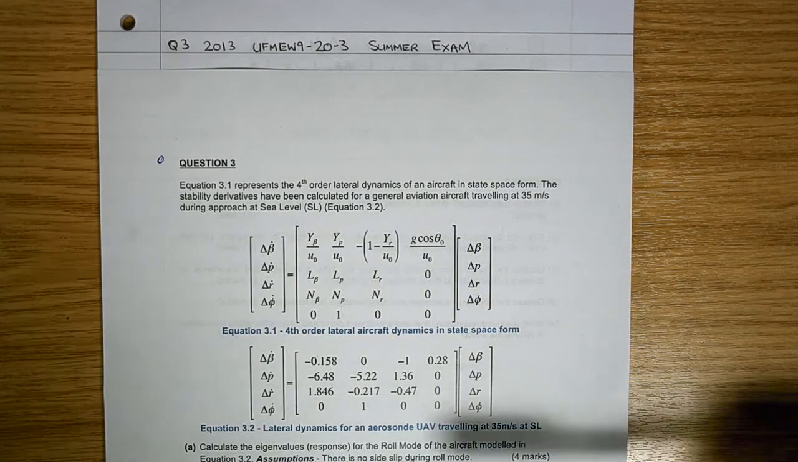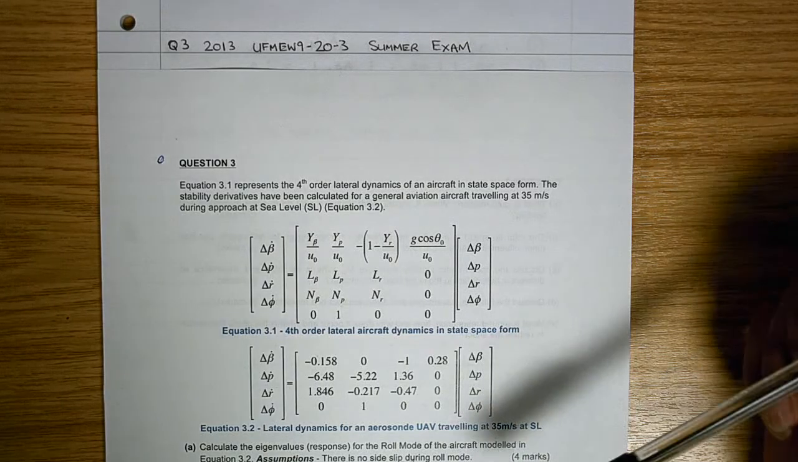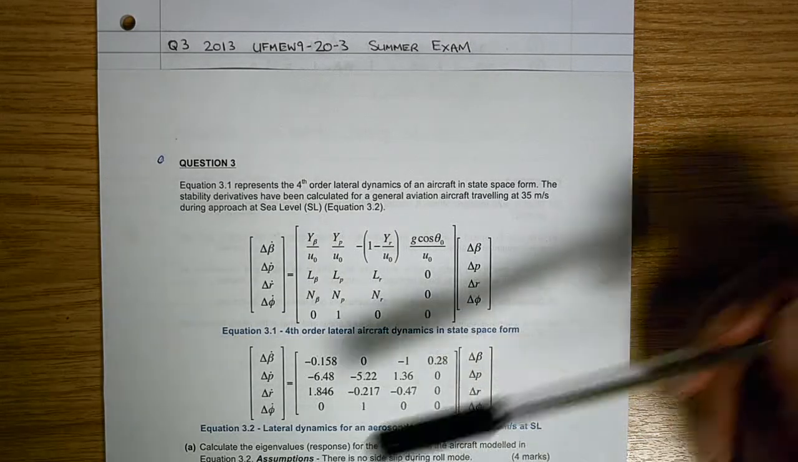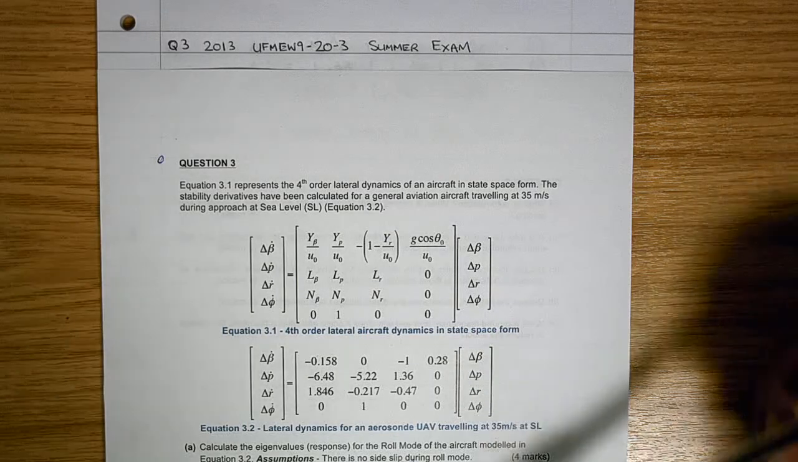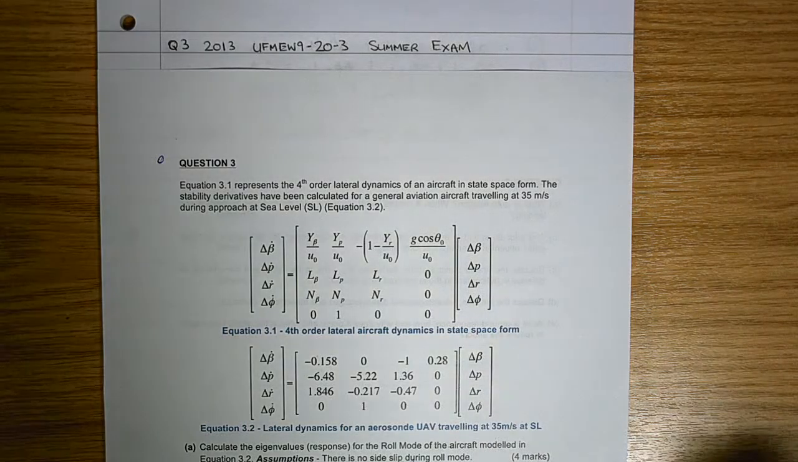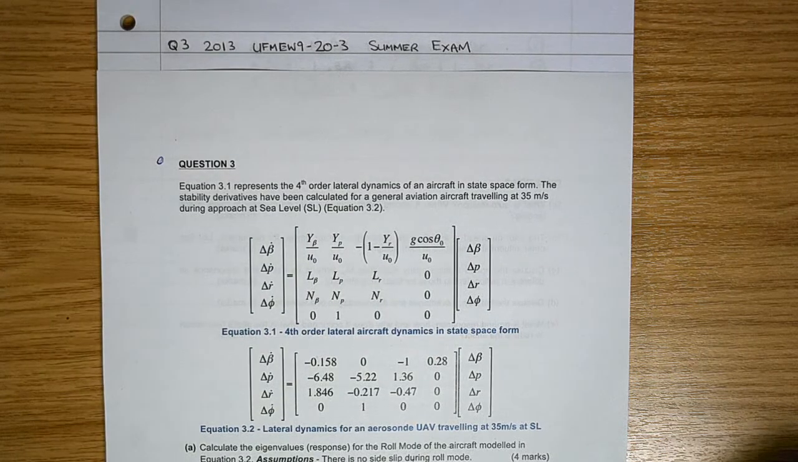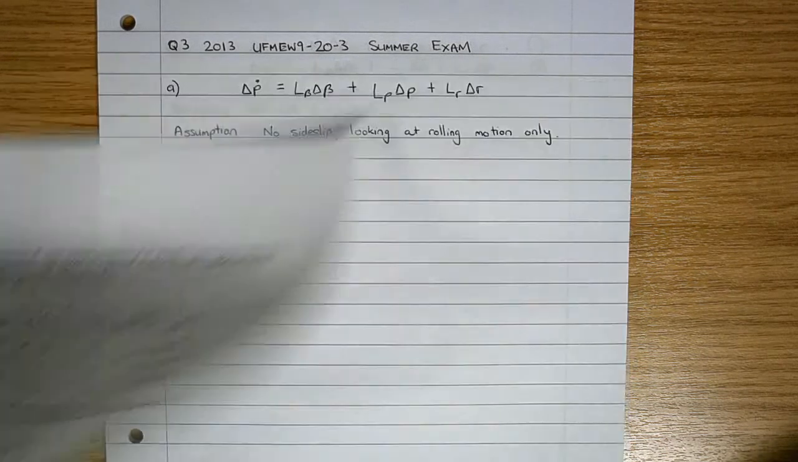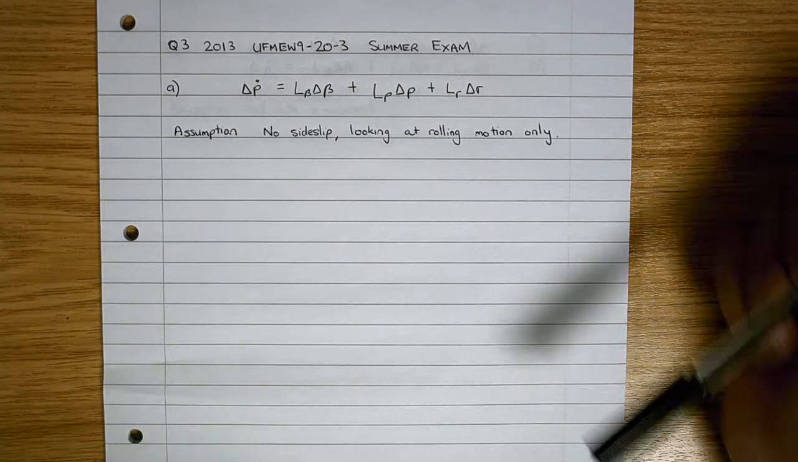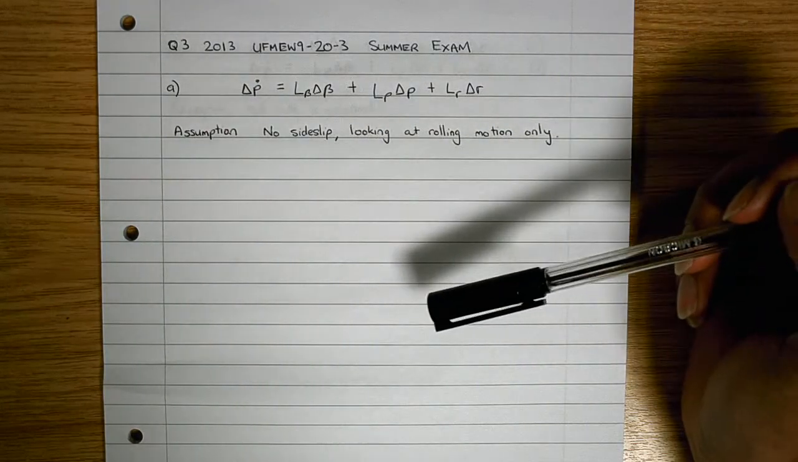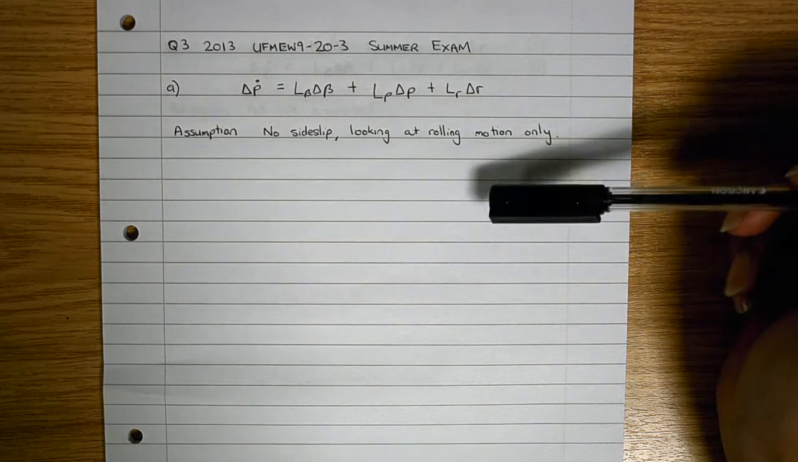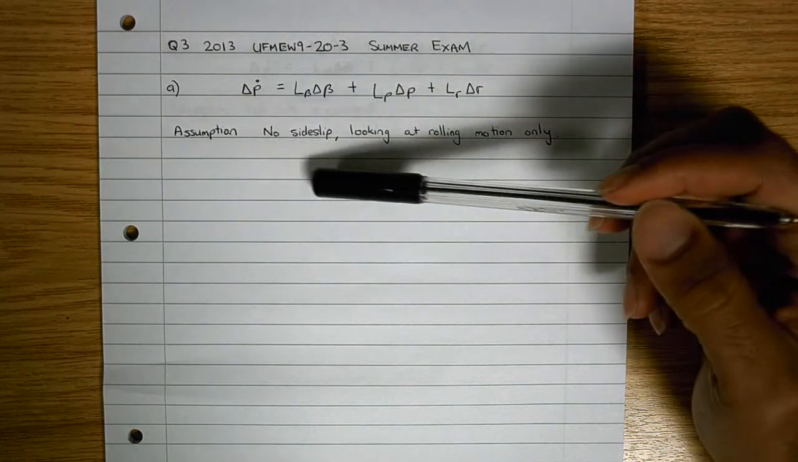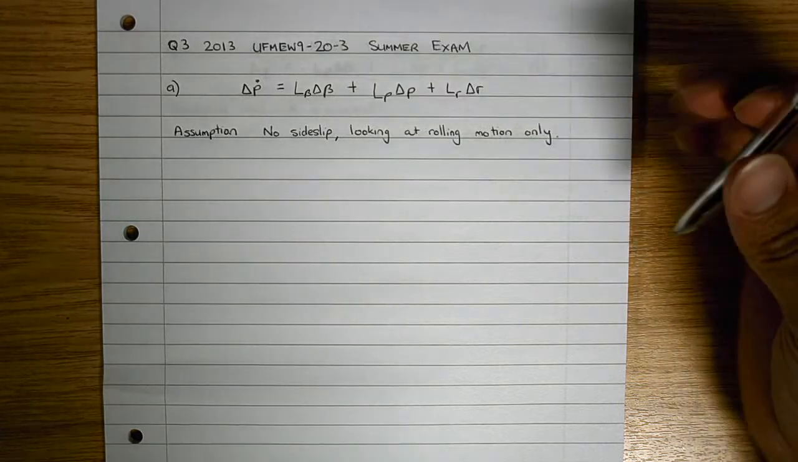So in questions A, B, and C, you're given a set of assumptions, you apply them, and then you can work out the eigenvalues for the roll mode, spiral mode, and for the Dutch roll. So for part A, for the roll mode, the assumption is that we're just looking at a system where we're just looking at the roll mode only. So we're only looking at the rolling motion. There's no side slip involved.